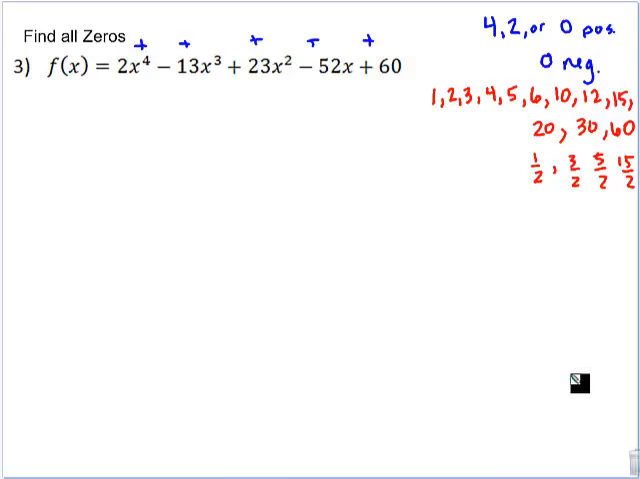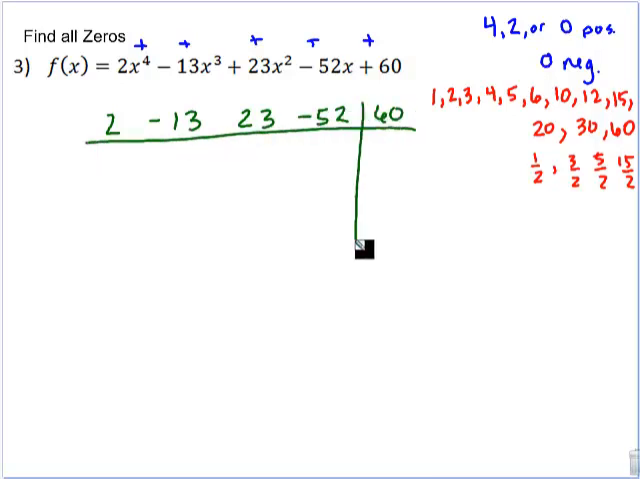So we'll set up synthetics. We'll have 2, negative 13, 23, negative 52, and 60. Okay, we know we want to do positive, so let's just start with 1.